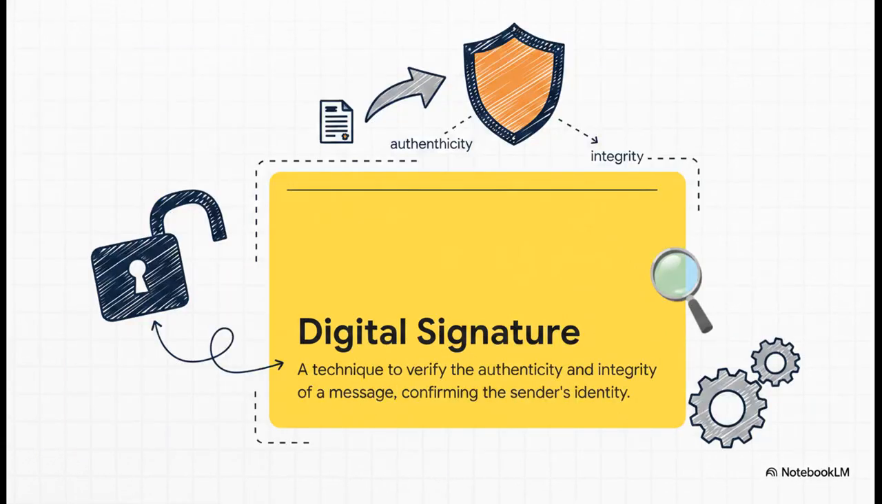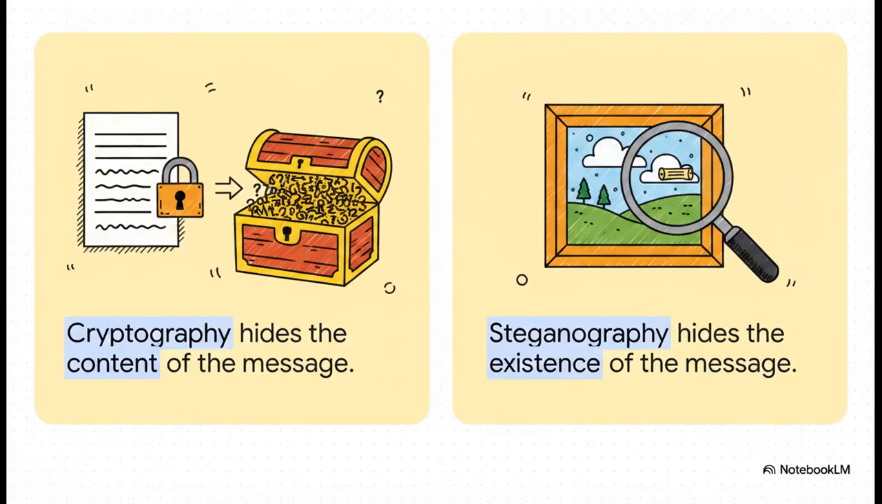Next up is a digital signature. This is basically the high-tech version of signing your name on a check. It uses asymmetric cryptography, that public-private key pair, to prove two incredibly important things. First, it proves the message really came from the person who claims to have sent it. That's authenticity. And second, it proves that the message hasn't been changed, not even by a single comma. That's integrity.